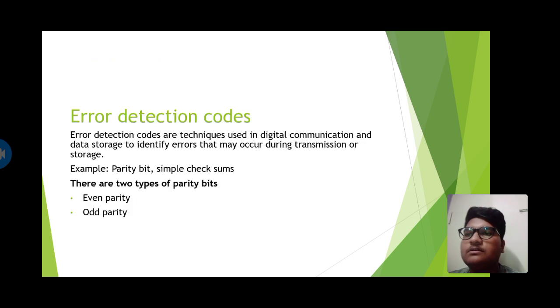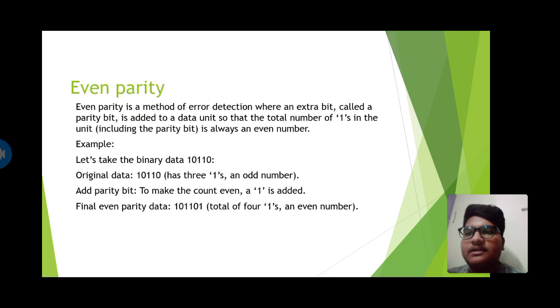So let us come to the error detection of codes. Error detection codes are techniques used in digital communication and data storage to identify errors that may occur during transmission or storage. Error detection codes are only used to detect the error and its location, and for correction we use the correction codes. Here detection helps us know whether the code has an error or not. Examples of detection codes are parity bits and simple checksums. There are two types of parity bits: even parity and odd parity.